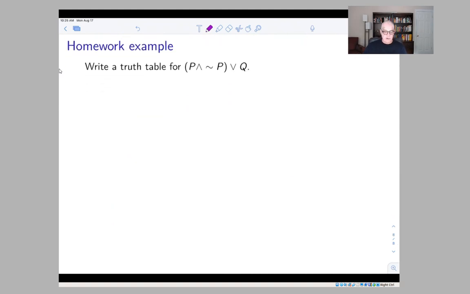And here we have one final example, which is taken from the homework in that section, which is to write a truth table for P and not P or Q. And here we only have two statements, so it's easy to write down the possibilities for P and Q. And if we do the components, P and not P, well, that can only be true if both P and not P are true, and that can never happen. Because if P is true, then not P is false, and if P is false, then not P is true. So this is always false.